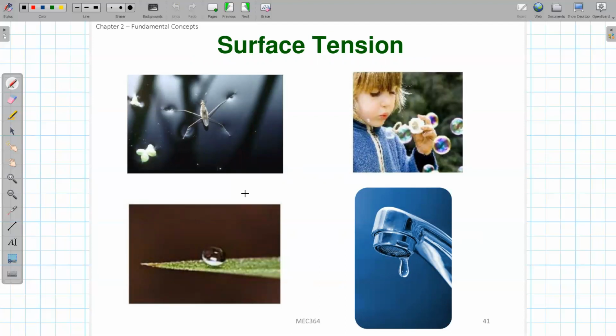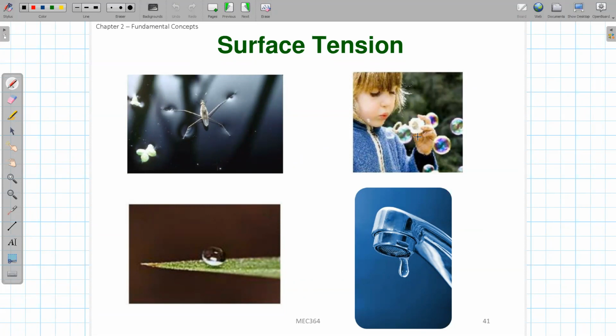We can see surface tension in our daily life. For example, a water strider can walk on the surface of water without sinking, because you have surface tension between its feet and the water surface. When you blow a bubble, we know it's a thin film of liquid. Inside this bubble is gas, and outside of this bubble is gas.